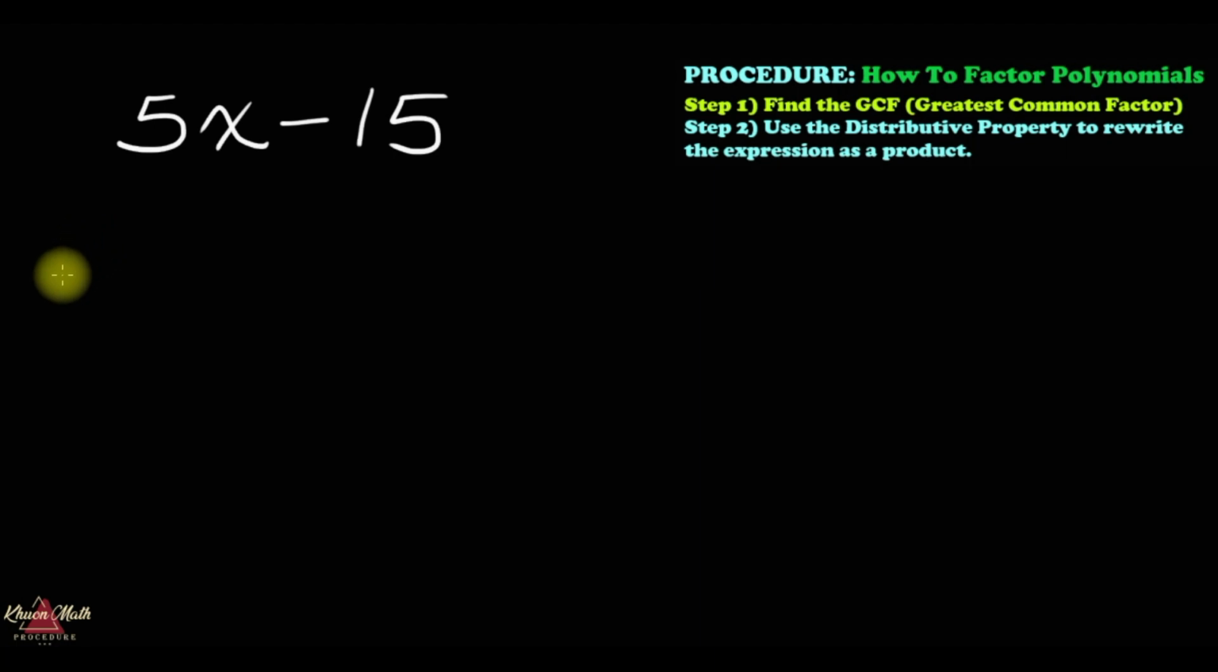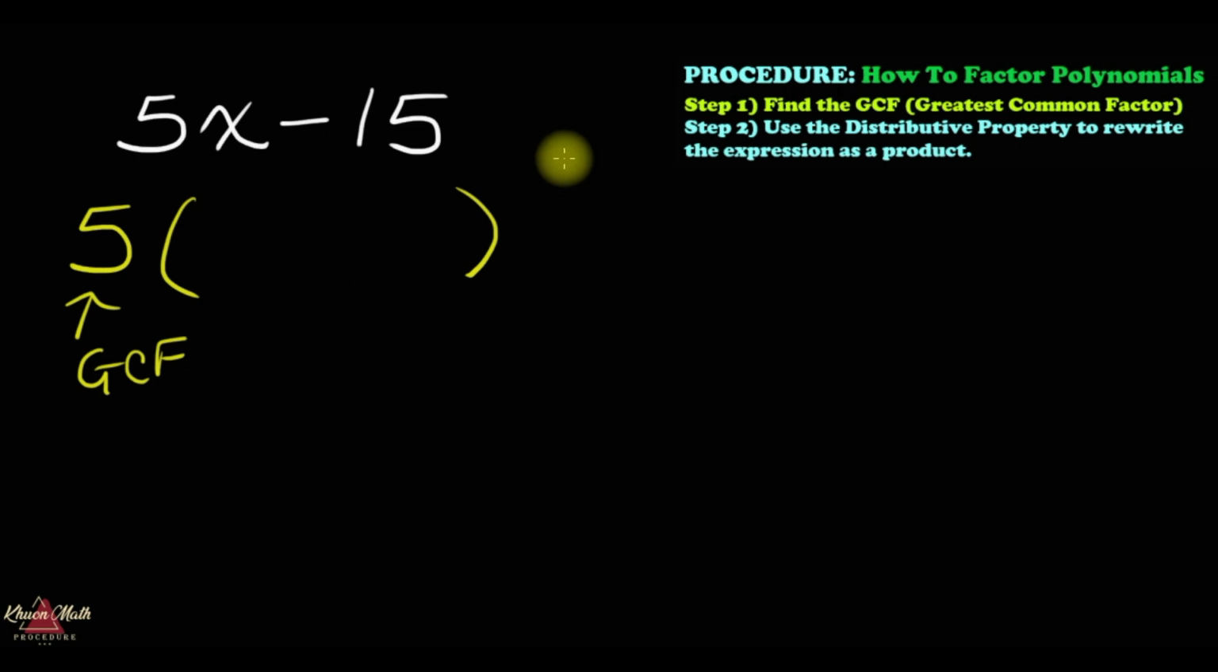So what would that be? Well, that would be 5. So 5 would be your greatest common factor. So what we do is we pull out the 5. So that's your greatest common factor. Okay, so that's step number 1.